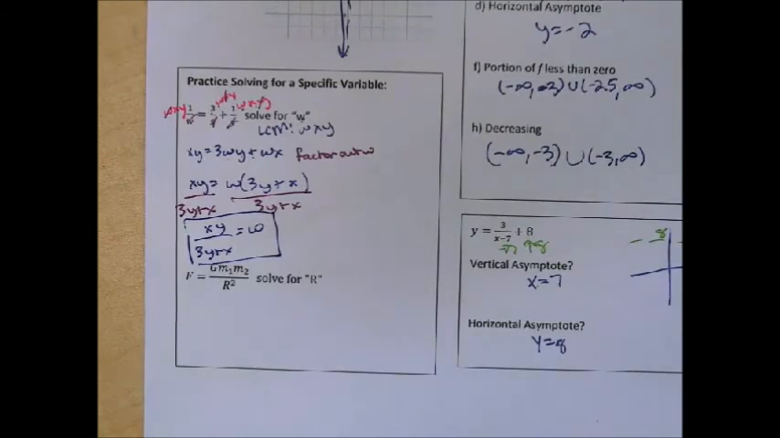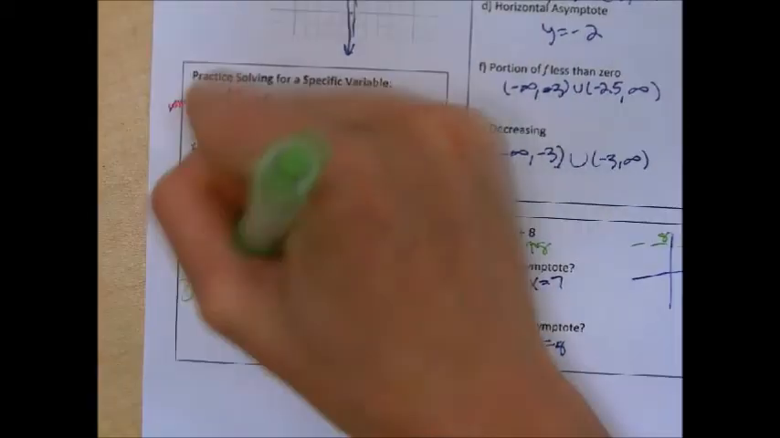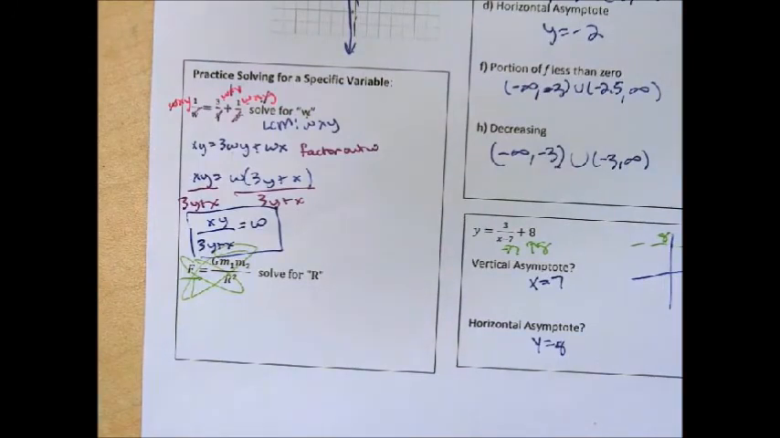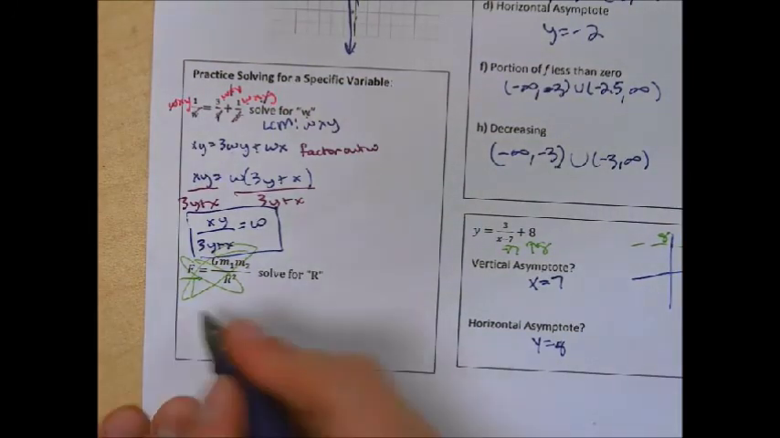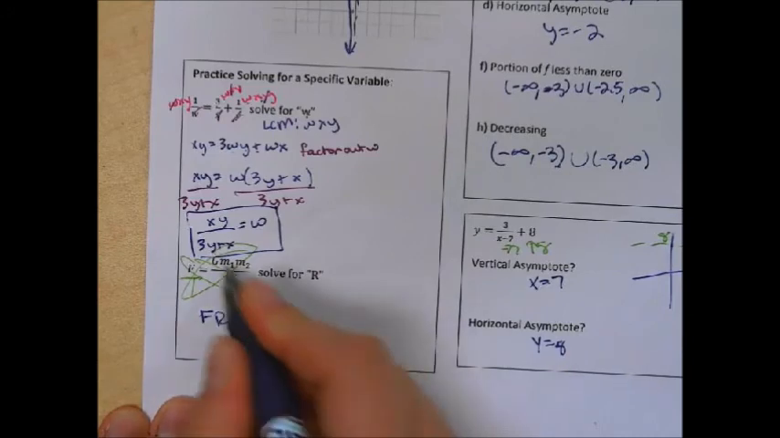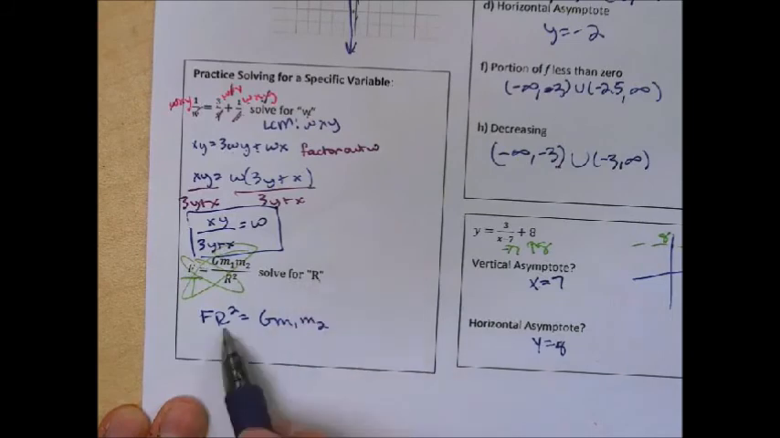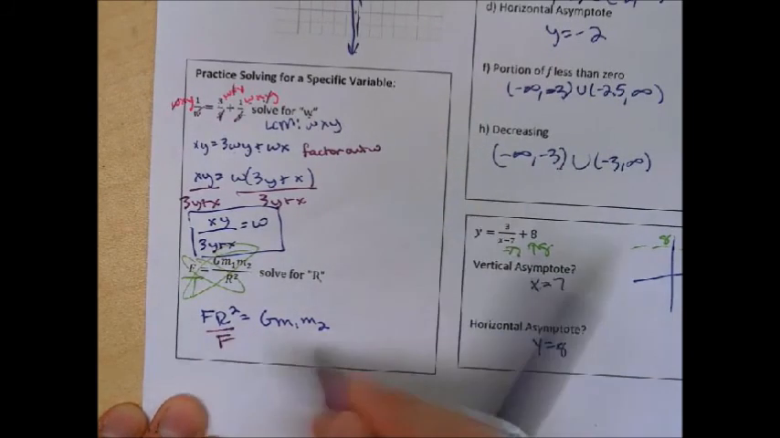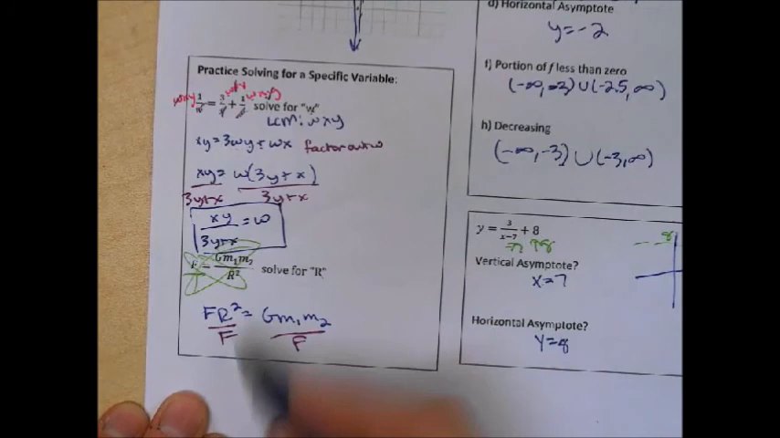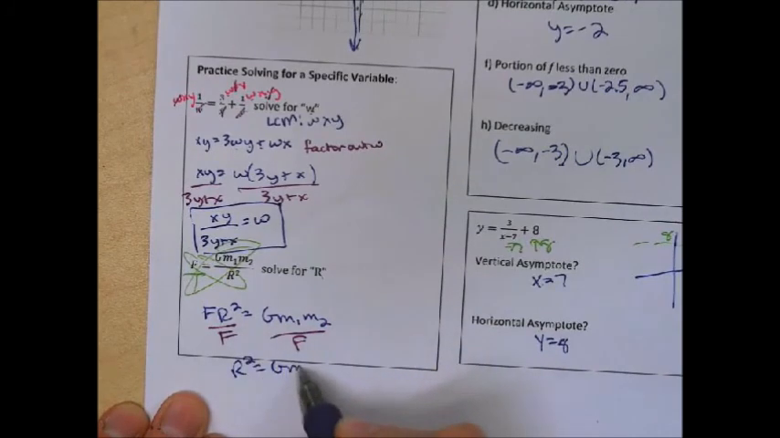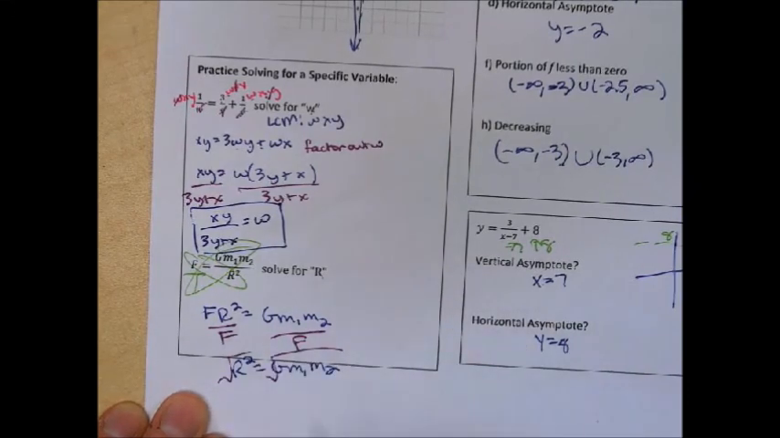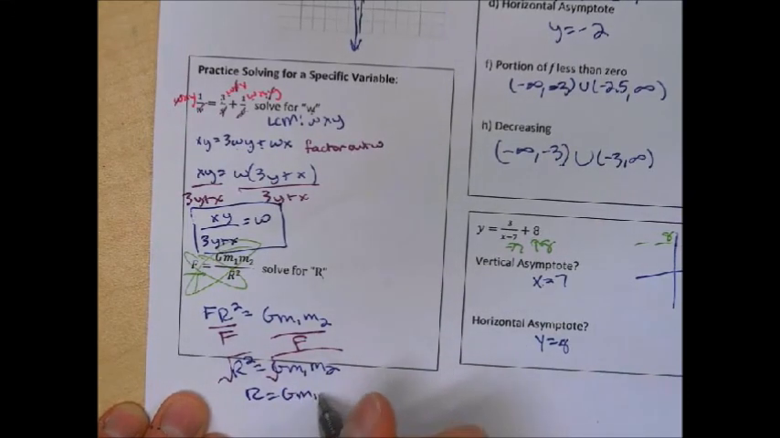Solve for R. For this one, I notice I can make a proportion, put this over 1, and then cross multiply. So I get FR squared equals GM1, M2. I want to get R by itself, so I'm going to divide by F. R squared equals GM1, M2 over F, square root. R equals the square root of GM1, M2 over F.